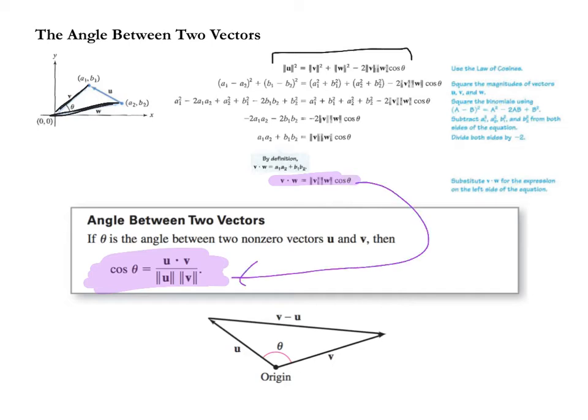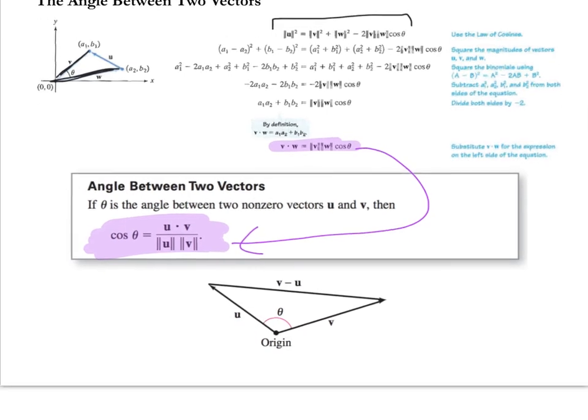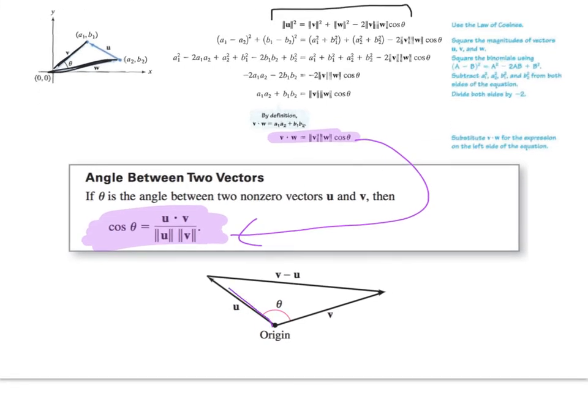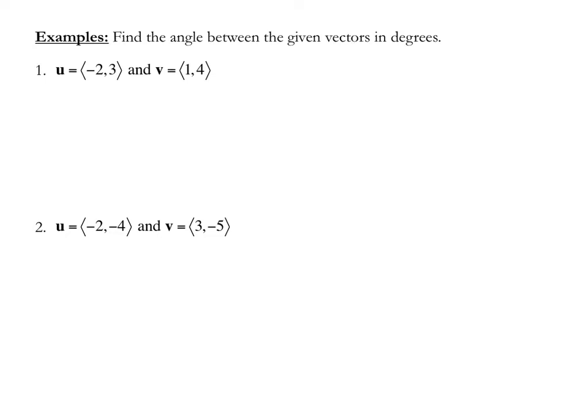This one, it's just solved for cosine. We just divided. And this one has a u and a v instead of a v and a w. So that's essentially if we have these two vectors and we want to find the angle, that's how we're going to find the angle there. So we're going to do that on the next page. So that formula was cosine theta is equal to u dot v over the magnitude of u times the magnitude of v, just so we have it.